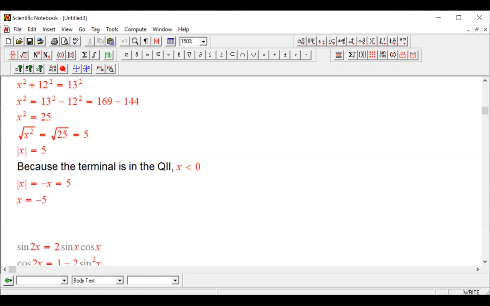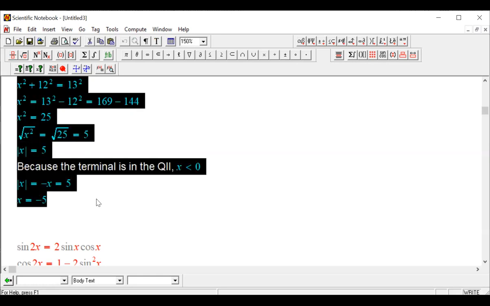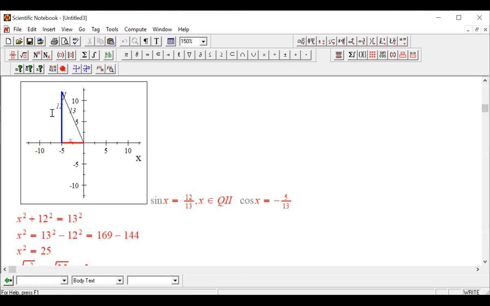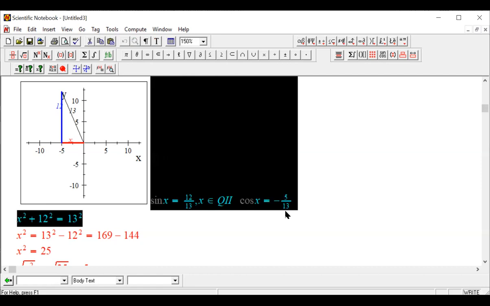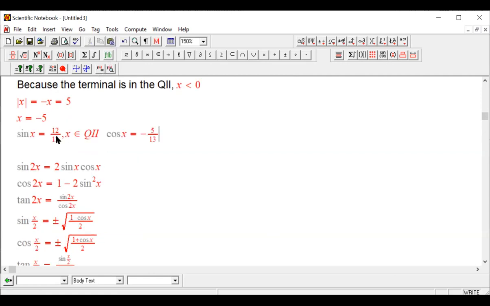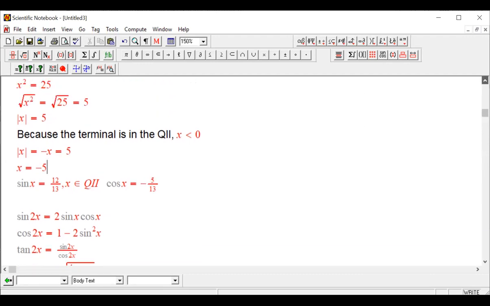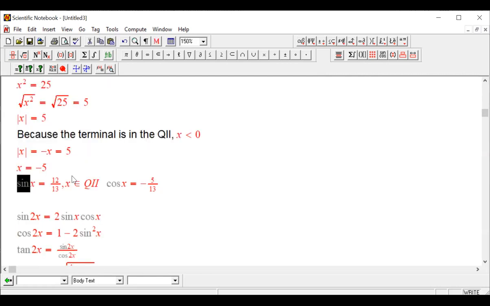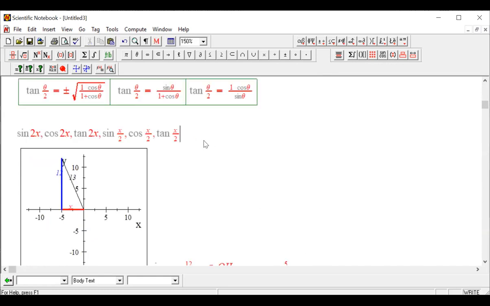Okay, this piece of work is very important that you understand and know how to do it yourself. Other than that, it's all pretty basic, right? So from sine x equals 12 over 13, with x terminating in the second quadrant, we have discovered that cosine x equals -5 over 13. So this is the entire process. Let me show you how to write this piece of work.